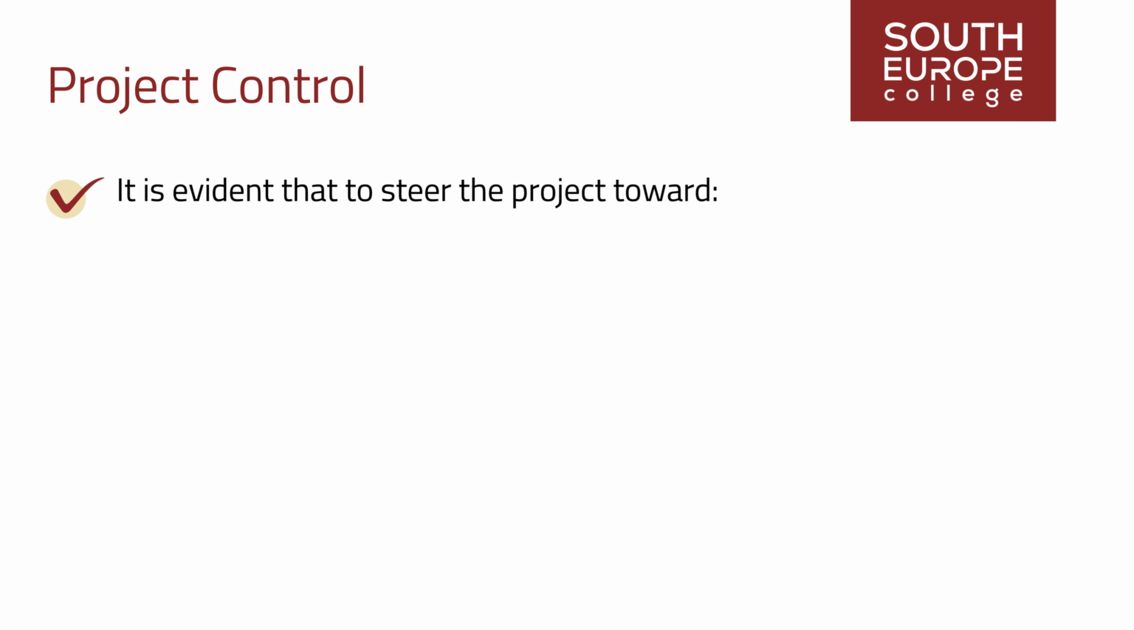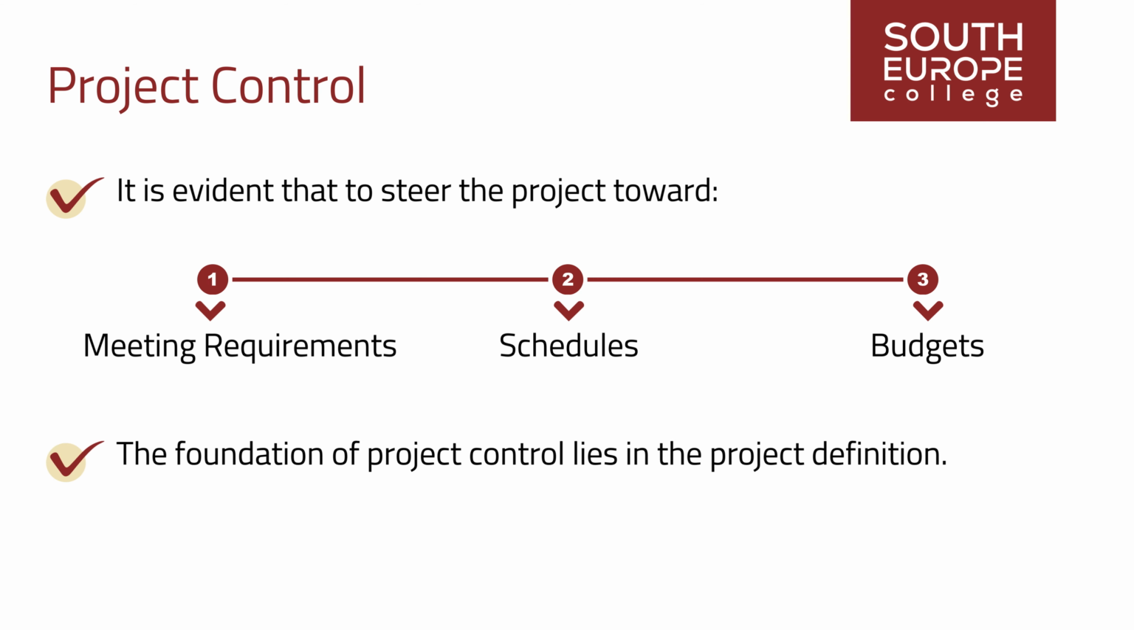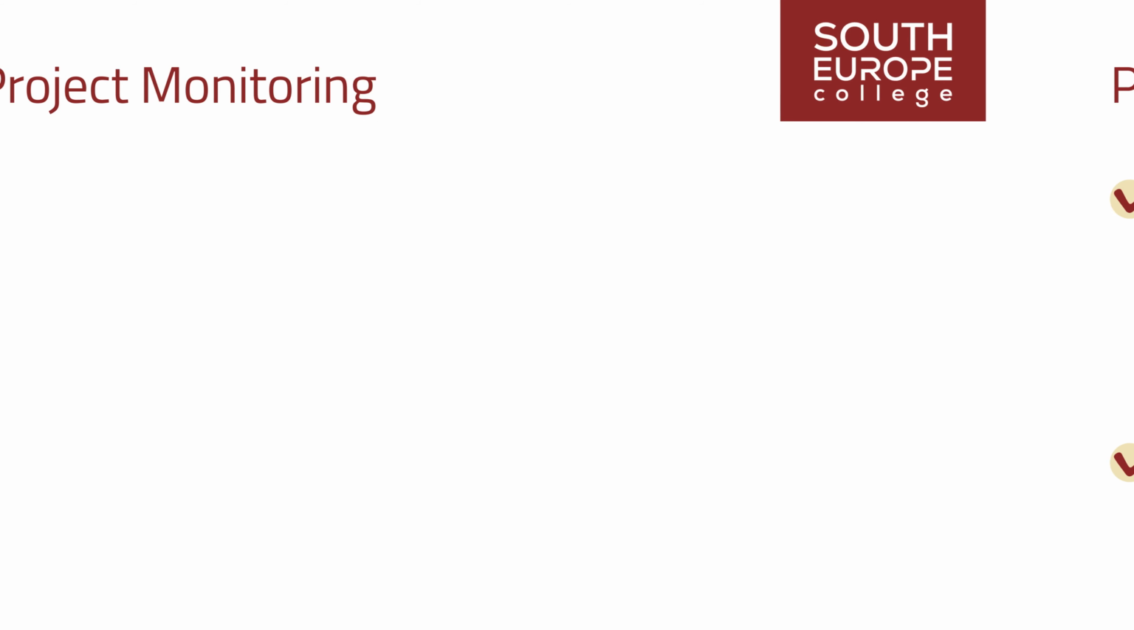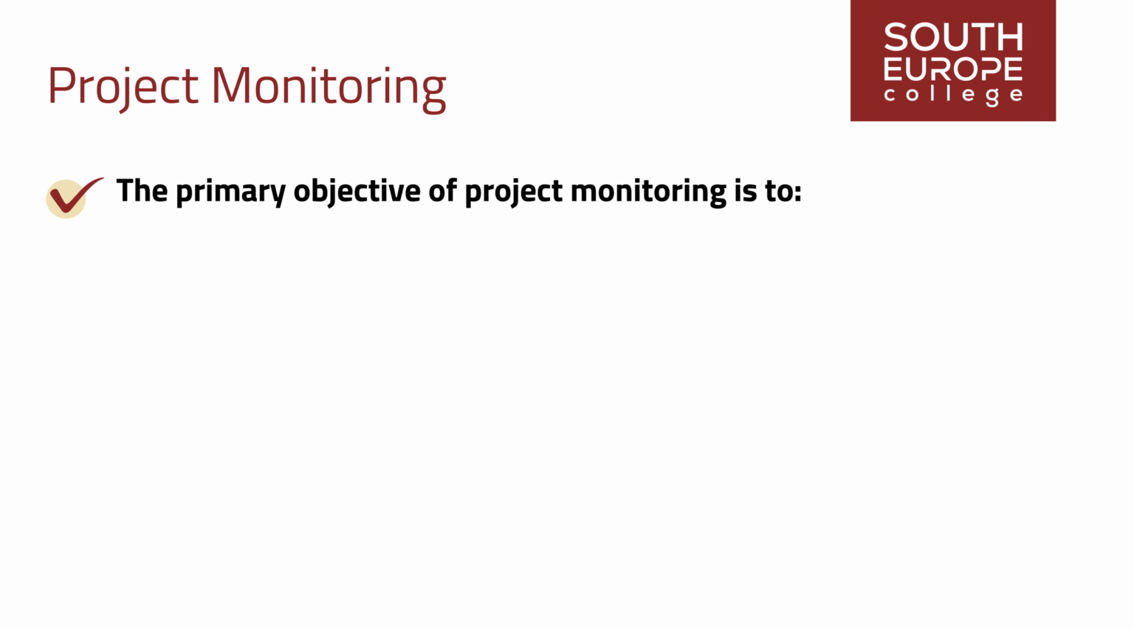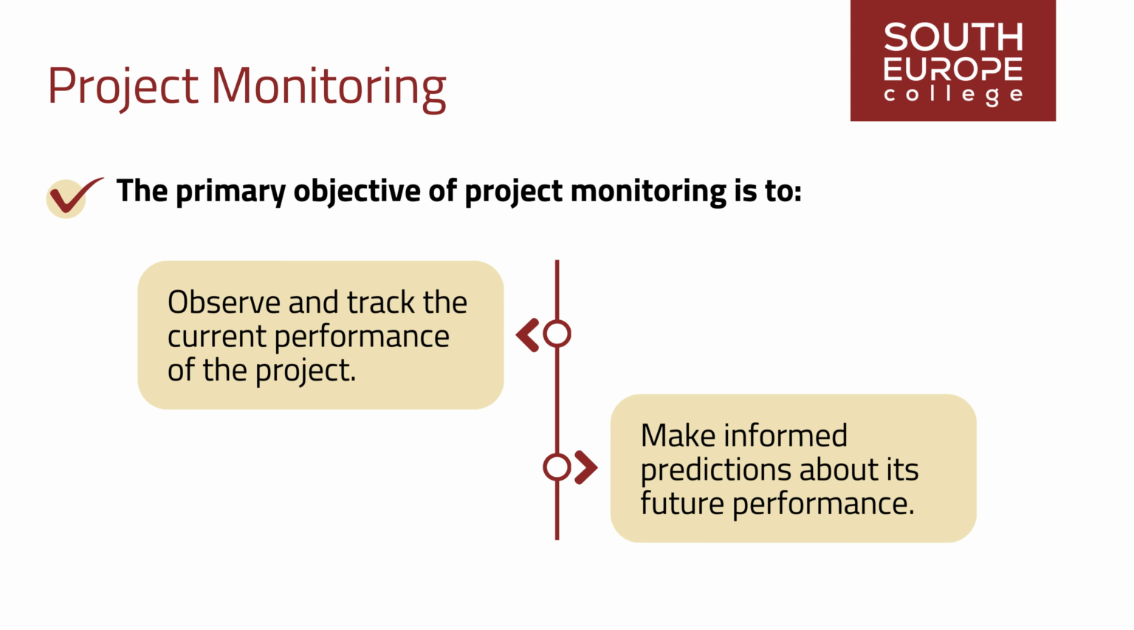It is evident that to steer the project toward meeting requirements, schedules, and budgets, a well-defined plan is imperative. Indeed, one could assert that the foundation of project control lies in the project definition. Effective project control becomes unattainable without clear and comprehensive requirements and a robust plan. The primary objective of project monitoring is to observe and track the current performance of the project and make informed predictions about its future performance.